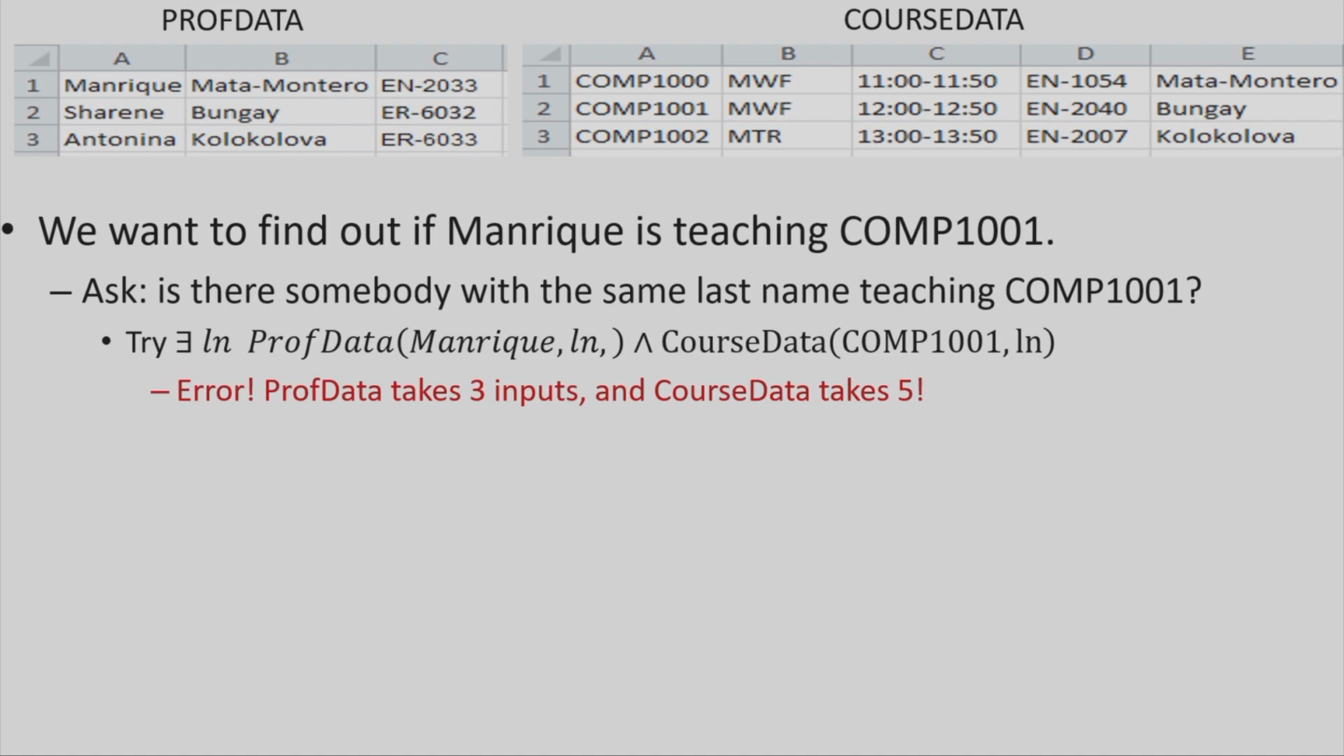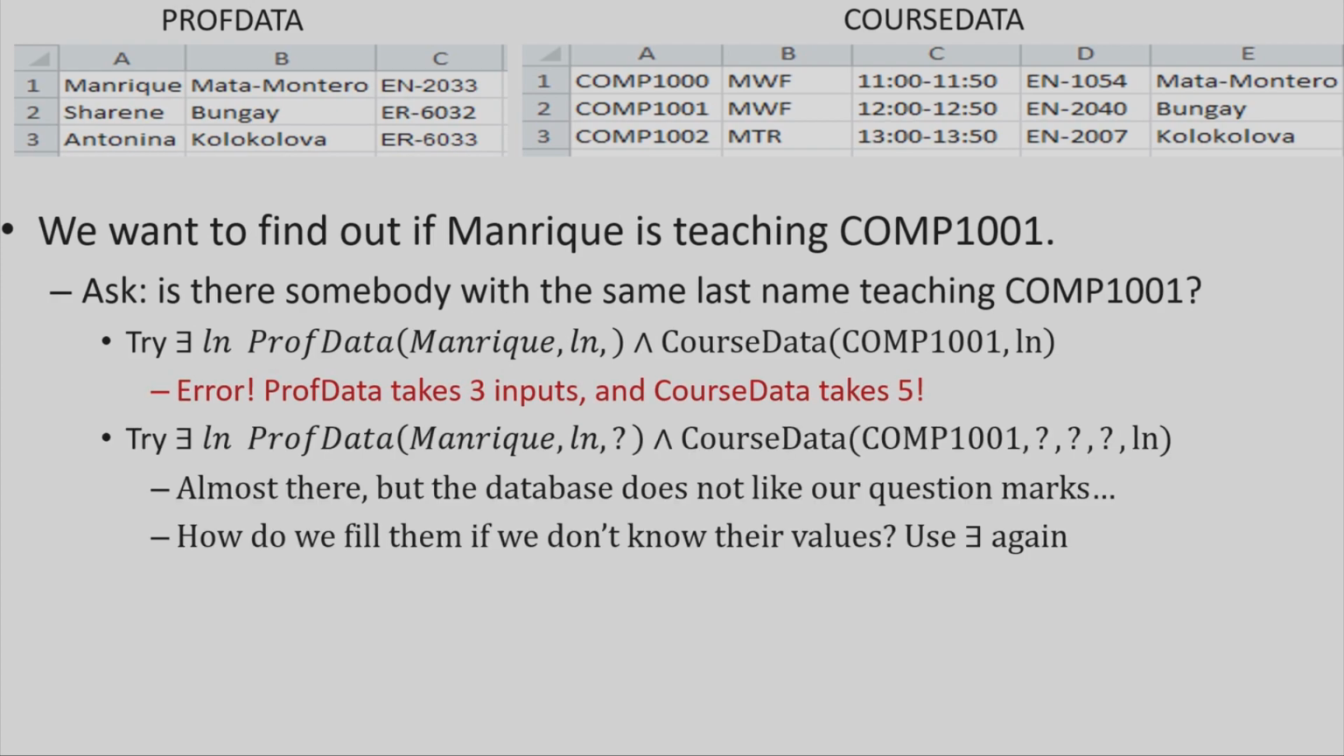So using this idea, we could combine the prof data and course data predicates and say, is there somebody with some last name and the first name Manrik, as we could look up in prof data, and the somebody with this last name is teaching the course COMP100-081 in course data. But this would be an error because prof data takes 3 inputs, course data takes 5. So we really need to fill in those question marks.